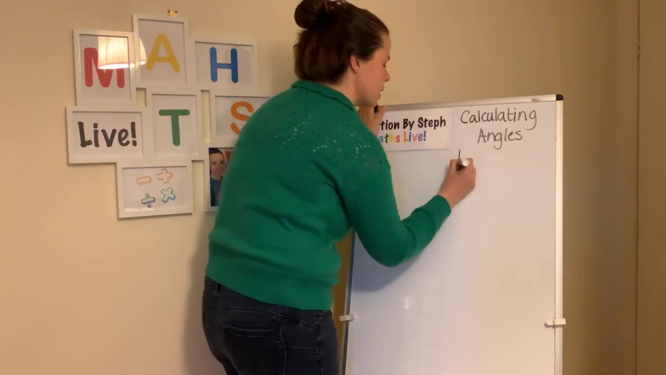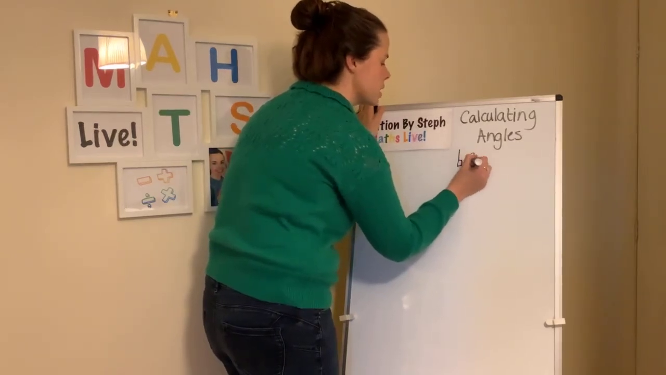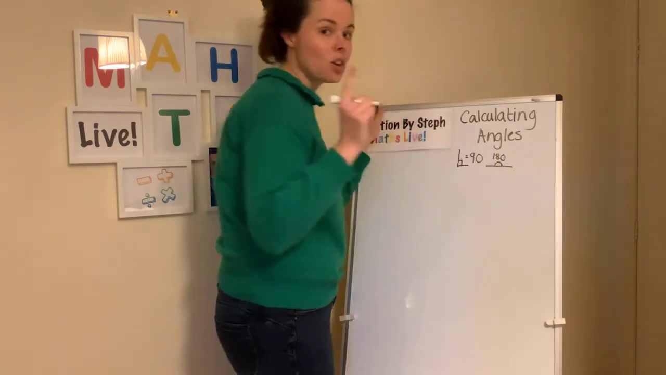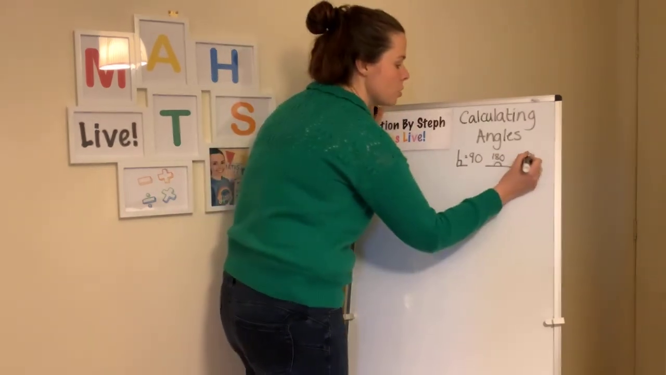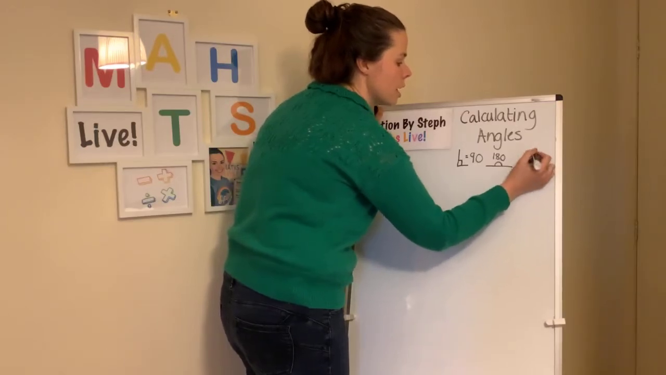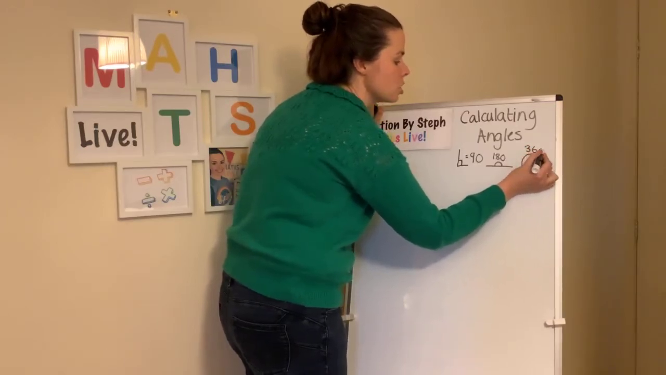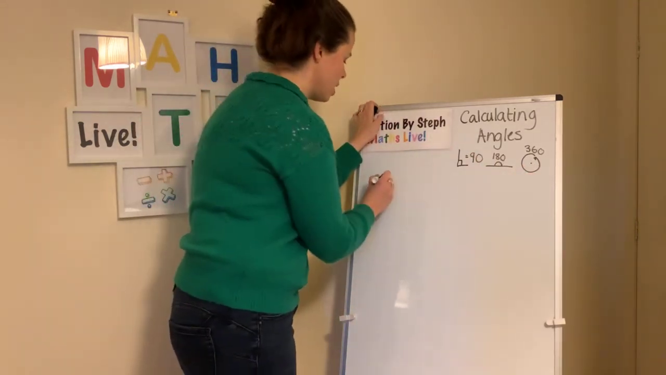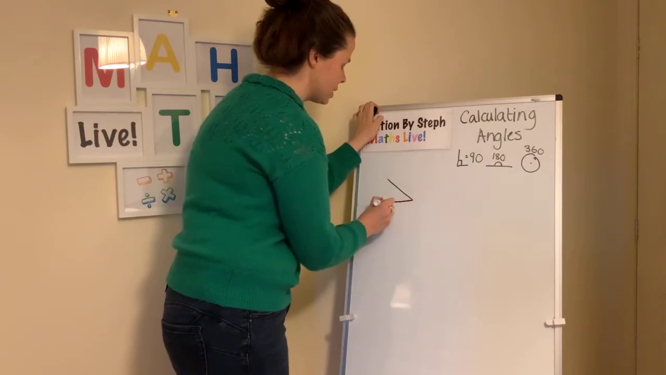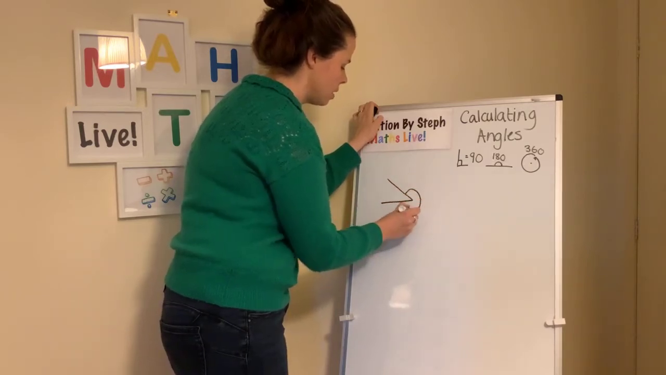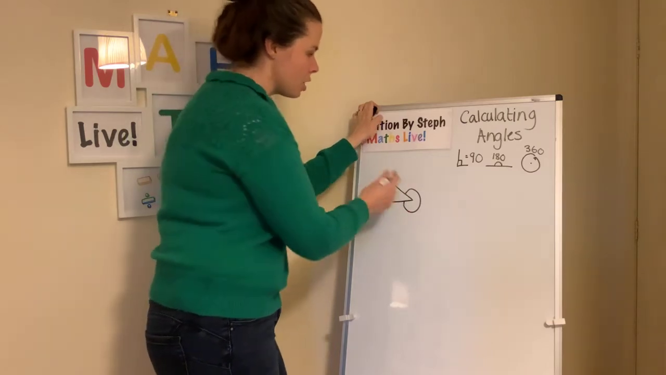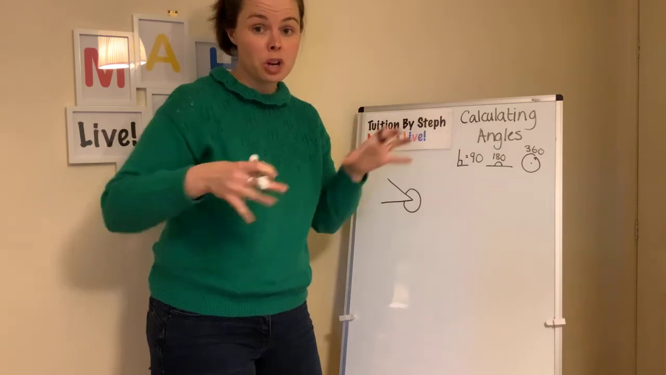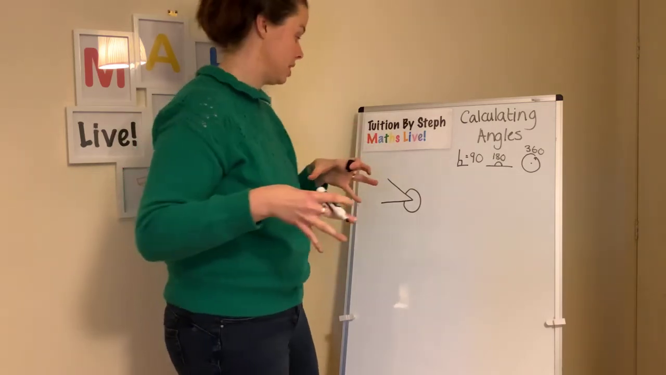We know that a right angle is 90, and we know that a straight line is 180, and the other fact is that a full turn is 360, and that's the one we're going to do next, to do with reflex angles. So I'm going to draw a reflex angle. Again, the full circle is 360, so we're going to be taking away from 360.